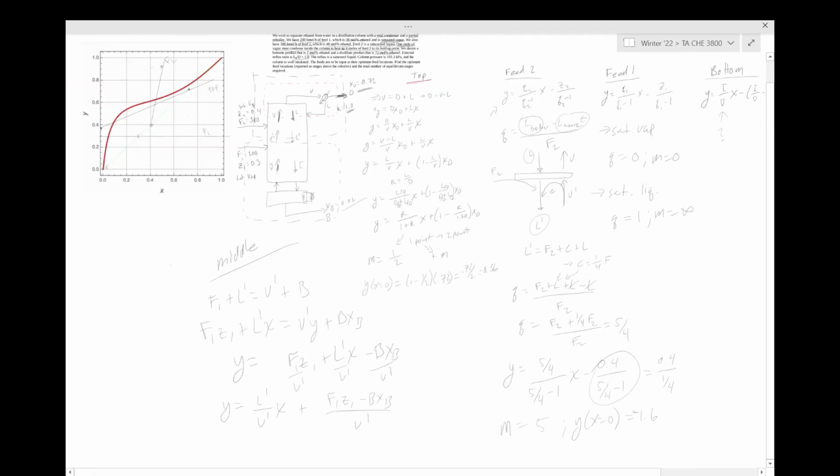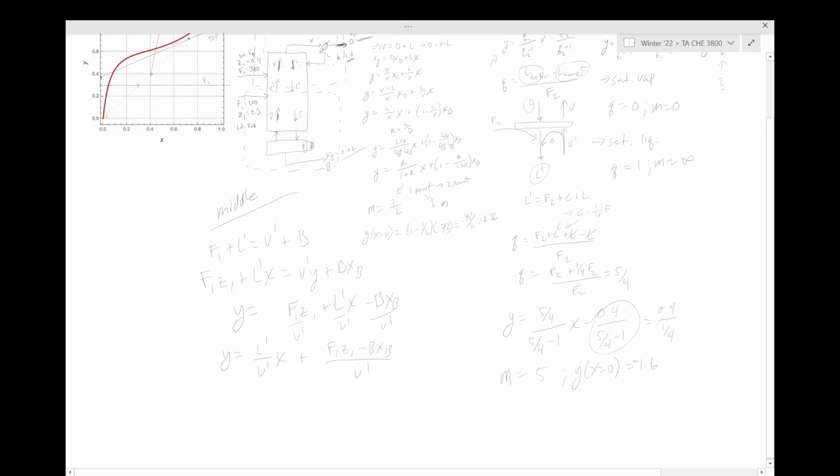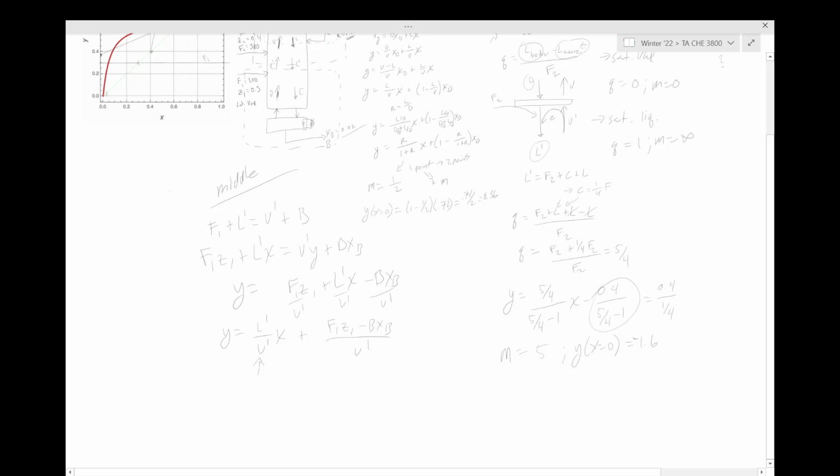We have a point right here, at the intersection of these two lines. That is going to be 1 point for the middle operating line, because we know that it must intercept the feed line, and it also must intercept the top operating line. So we have 1 point. All we need now is a slope, or we need an intercept. Looking at the equation, the slope, we don't have that. Looking at the intercept, we also don't have that either.